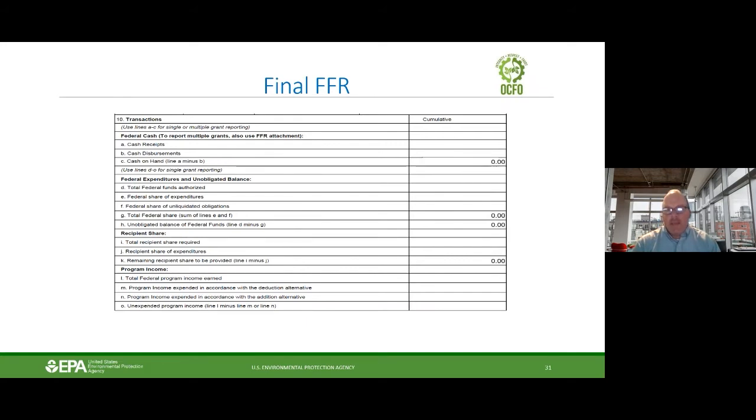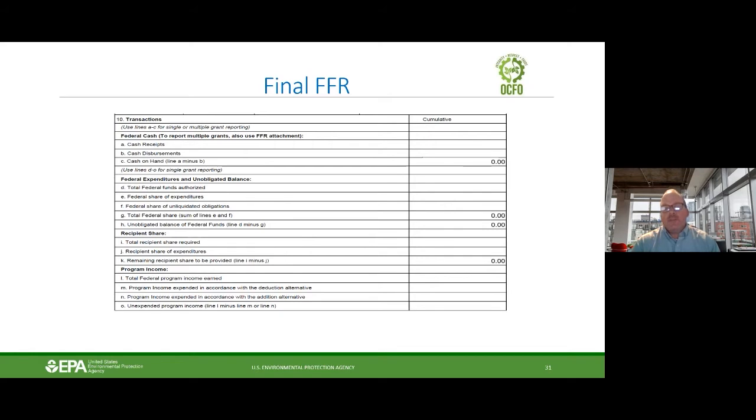So 10A is your cash receipts. The government defines this as your drawdowns. So how much money did you draw down during that period? How much money did you disperse? So how much did you spend? Those two numbers can be different. They don't have to be the same. And then cash on hand is the difference between what you drew down and what you spent.